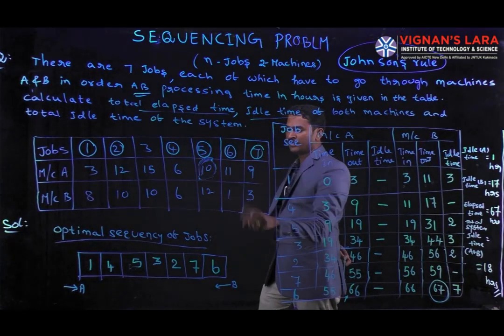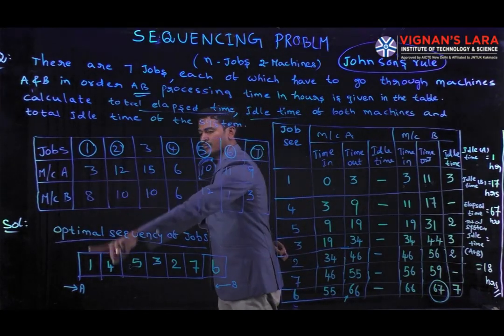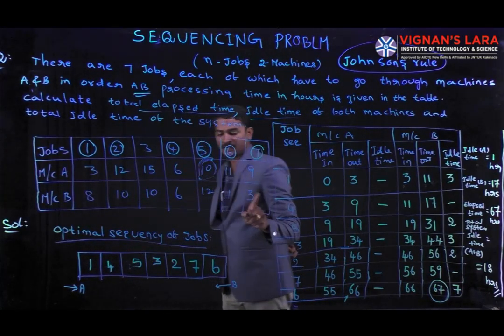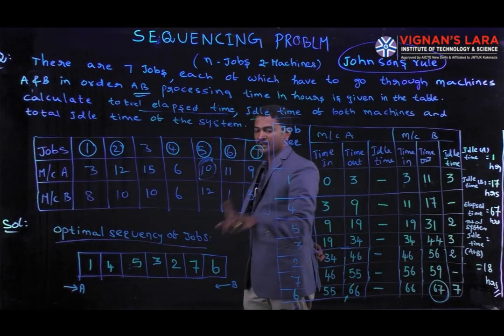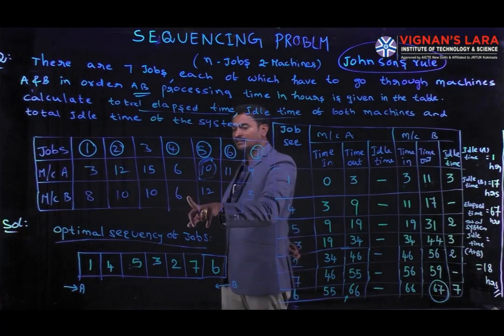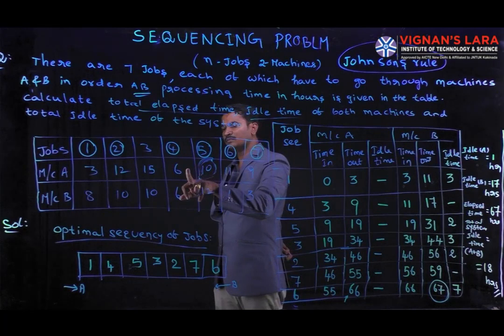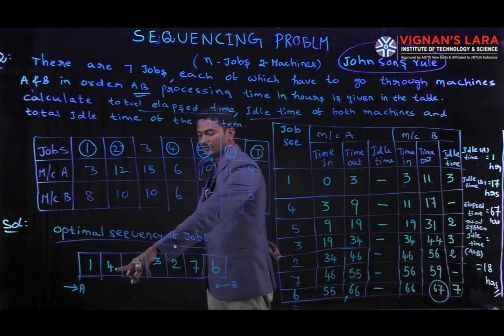Next minimum time: we have 3 and 3, and 2 is there. So 1 is at A. So I take 1 here, and the other one we take here. Next minimum: so 1, 2, 3 are over. Coming to the next minimum, 6 is there. Here we have the same time between these two, so we are giving the preference to mission A. So I am going to take 4 here.